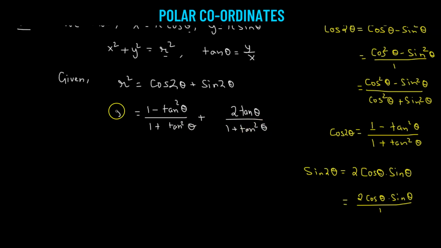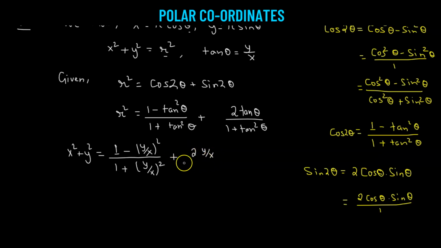Now we'll start by substituting the value of tangent theta with y over x and r squared with x squared plus y squared. So we get x squared plus y squared on the left hand side. On the right hand side we have 1 minus tangent squared theta, so that's 1 minus y over x whole squared, divided by 1 plus y over x whole squared, added to 2 times tangent theta, so we have 2 times y over x divided by 1 plus y over x whole squared.